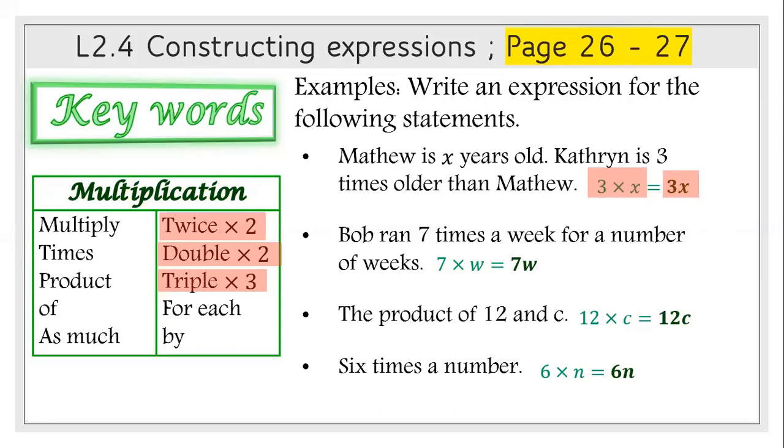Miss, I didn't understand Bob ran 7 times a week for a number of weeks. When I'm telling you, each week you're going to run 7 times. Okay? And you kept doing that for 3 weeks. How many days did you run? 7 times 3, 21. So, a number of weeks is N. And instead of 3, I replace it with N, or with W, or with X. So I say 7 times X.